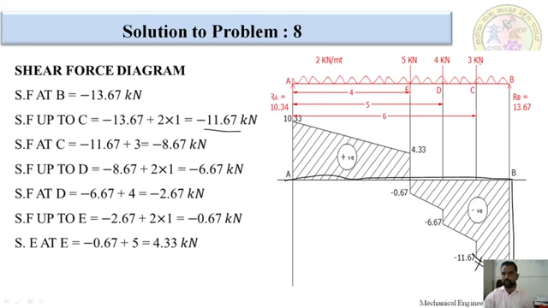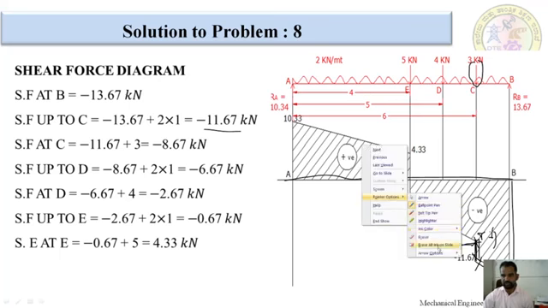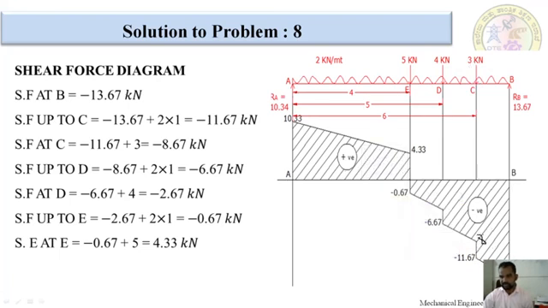Up to here we have it. Wherever there is a point load, there would be one vertical line. Up to C point we got 11.67. At this point how much did we get? This value is 8.67. Listen carefully one more time: this value is 8.67. We have to mark it here. This is the left line and this is the front line. We have to join them with a vertical line. Whenever there is a point load there will be a vertical line on the shear force diagram.